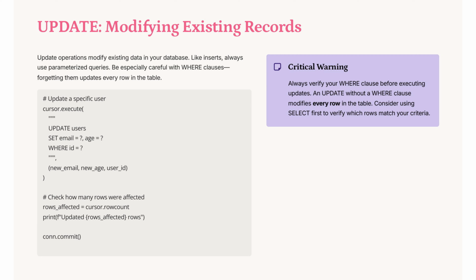Update operations are crucial for modifying existing records. Always use parameterized queries to prevent SQL injection. Verify your where clause to avoid unintended updates. Use cursor.rowcount to check affected rows, ensuring your operation's success. Commit changes after verification. A missing where clause can update all rows, so consider a select first to confirm target rows.